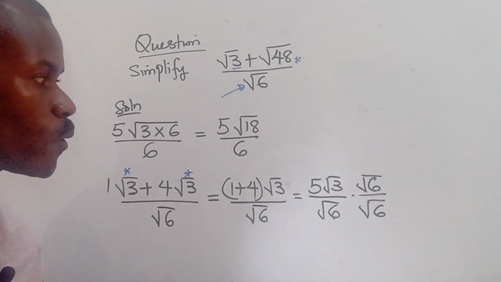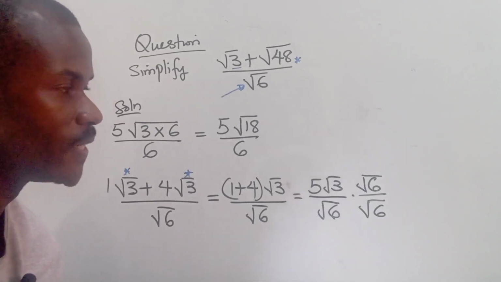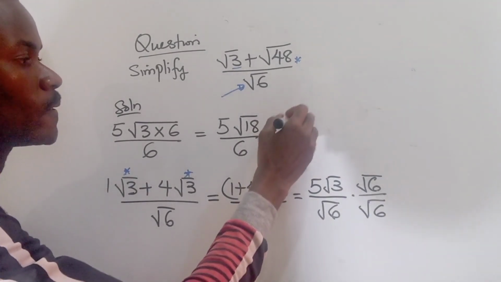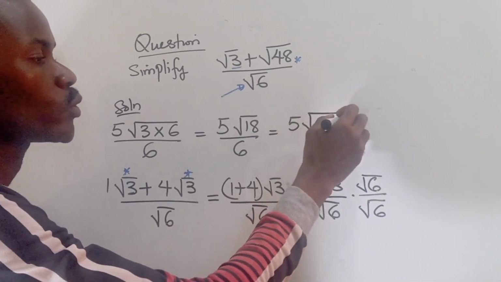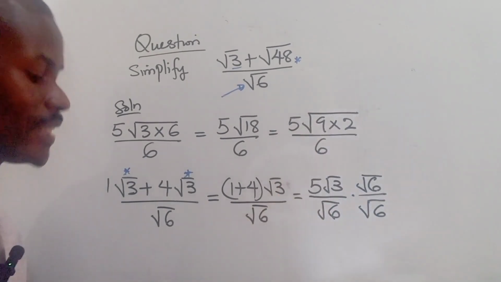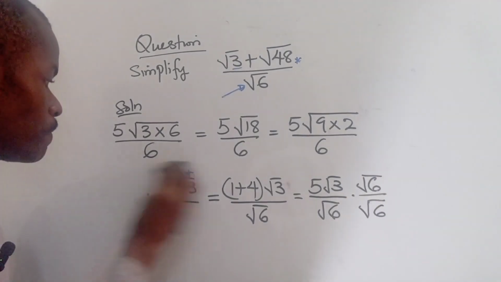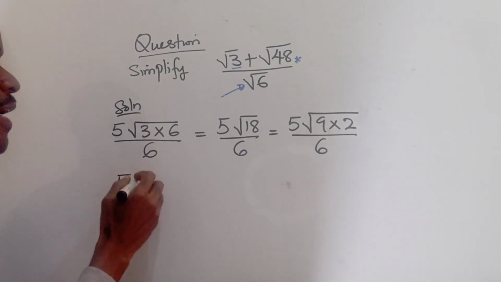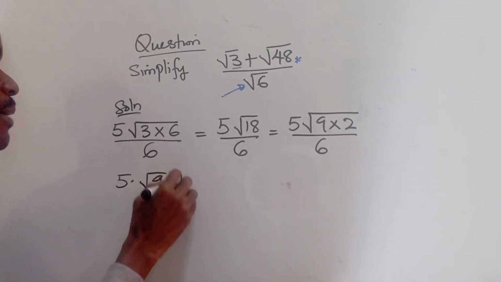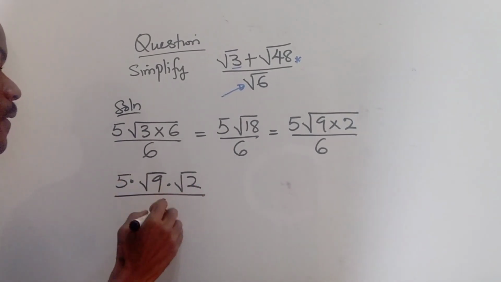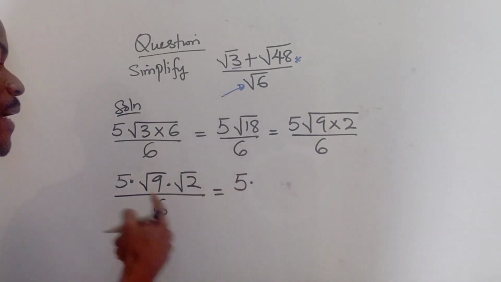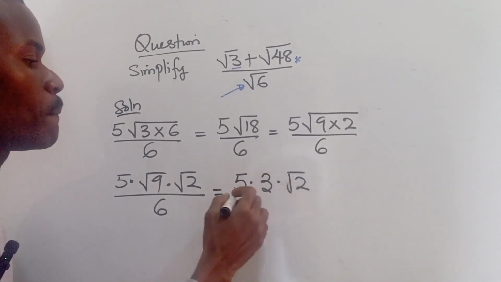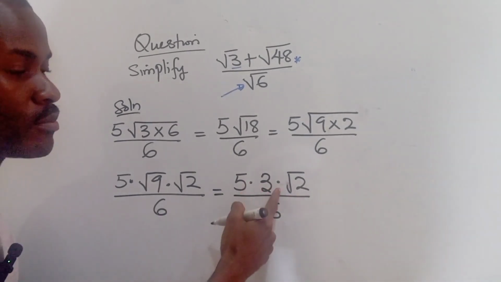Now our root 18, we want to also see if we have a perfect square inside. And of course, yes, I can see that 18 we can express in terms of 9 times 2, such that we can see that 9 is a perfect square. So now that we have 9 there, we can break it again, applying the principle of surd. So I have 5 multiplied by root 9 multiplied by root 2, divided by 6. Now the square root of 9 is 3, so we have 3 there multiplied by root 2, divided by 6.